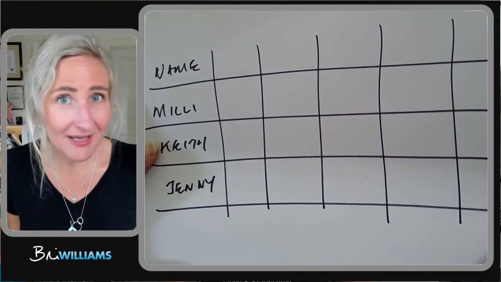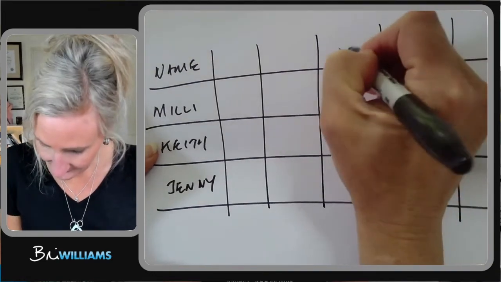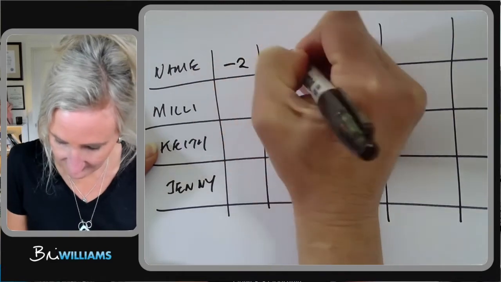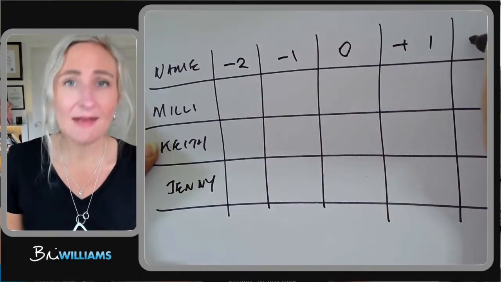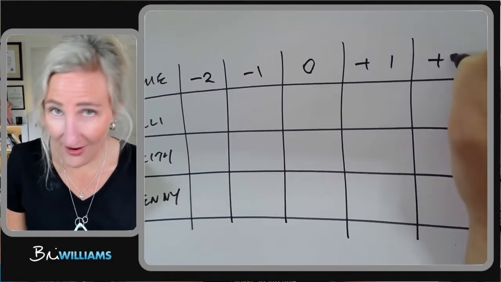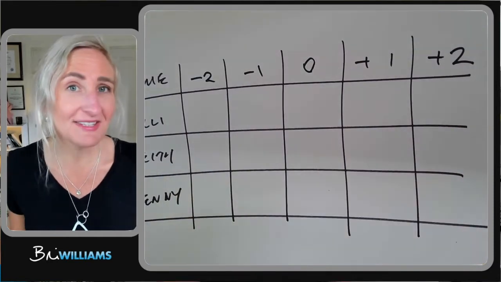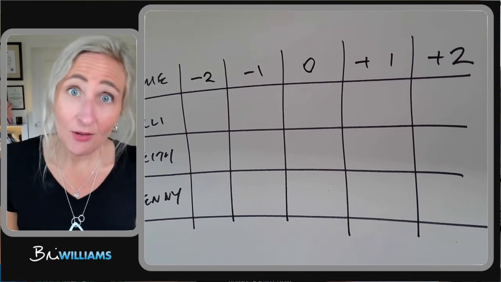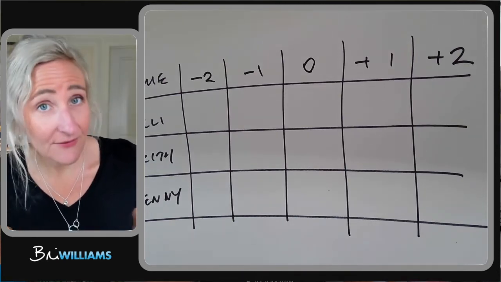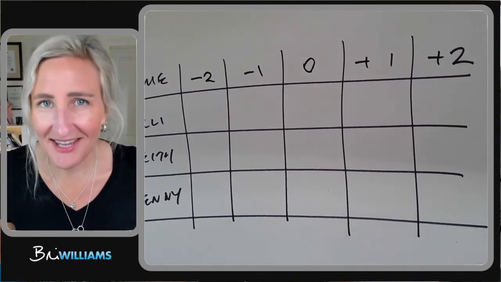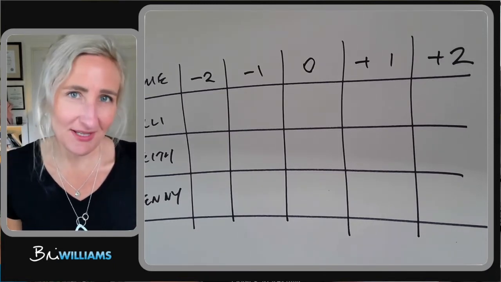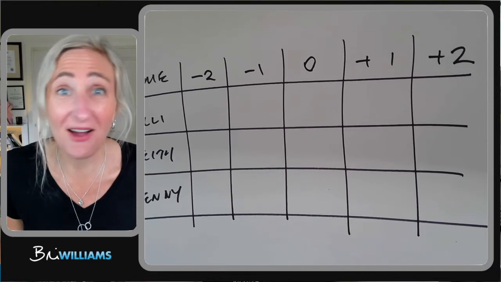Labeling the middle column 0, -2 on the far left, and +2 on the far right. The numbers represent how supportive these stakeholders are or need to be. -2 is strongly against, +2 is strongly in favour, and 0 is who cares, I'm neutral.